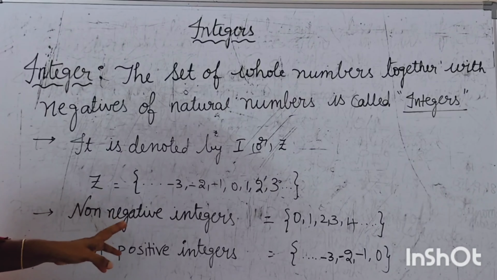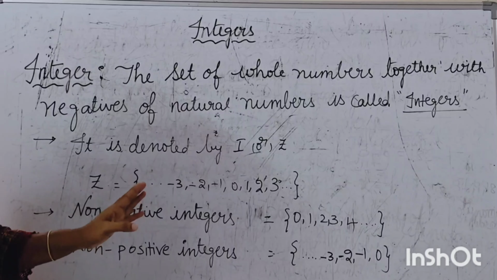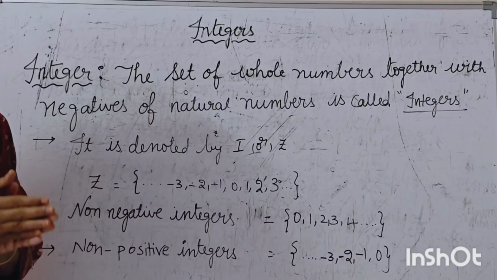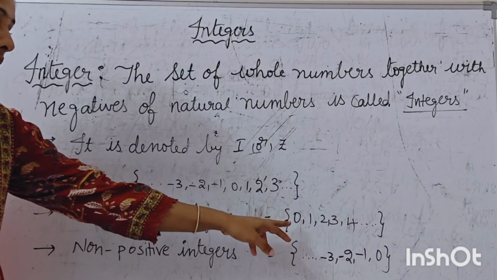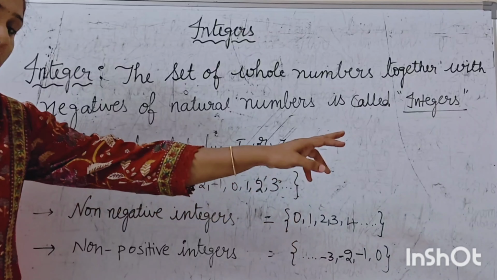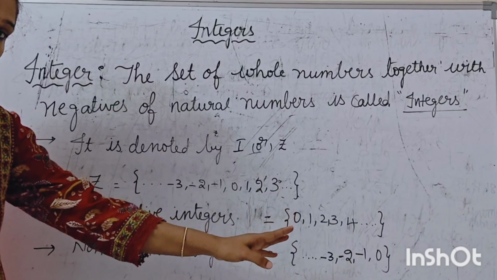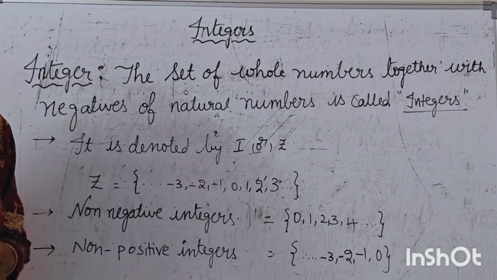Now, non-negative integers. Usually we think that non-negative integers means only positive, but it includes 0 too. Non-negative integers means 0 and all the positive numbers. Non-positive integers means 0 and all the negative numbers. Hope you understand what integers are.